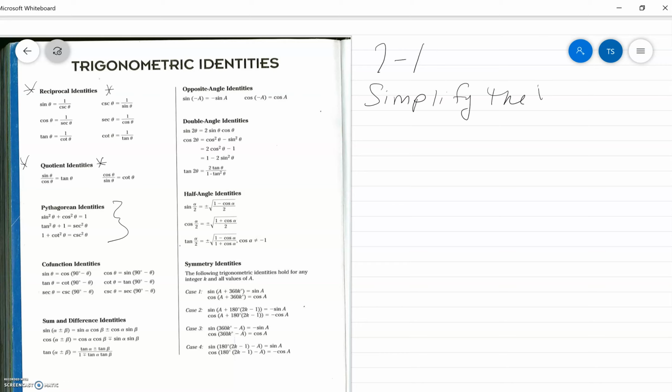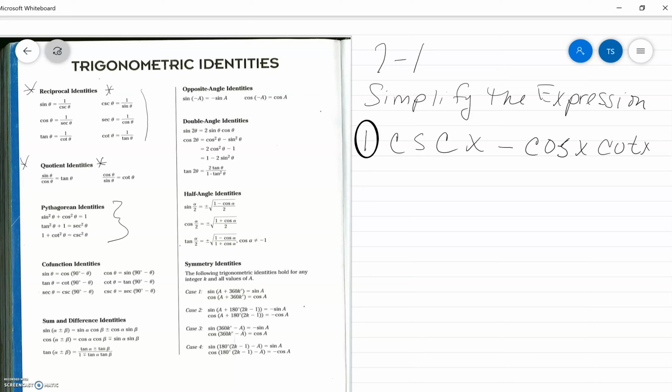Simplify the expression. So if I give you an expression such as this one, we're going to say cosecant x minus cosine x cotangent x. That means times cotangent. So even though it's not there, it's implied multiplication. Now when I see equations like this, I don't freak out. I automatically go straight for my reciprocal identities. So I look here, and I say, is there anything here that I can switch?